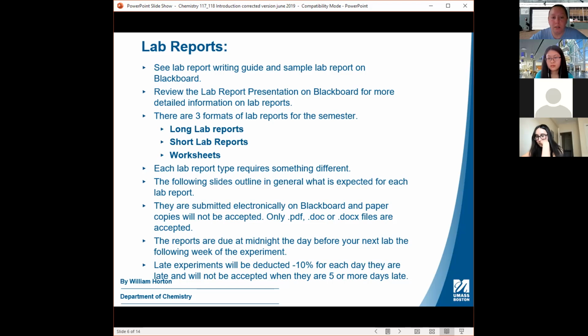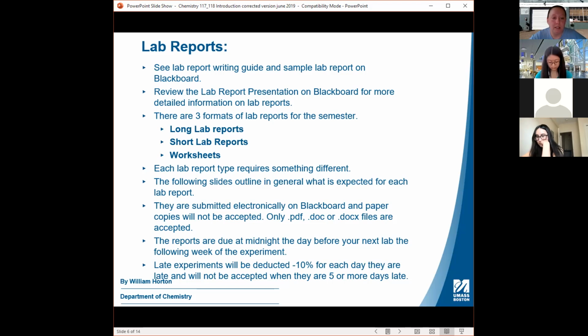So when you are submitting the lab report, make sure it is in a PDF or document file. Blackboard does not render Google Docs. So if you are working on a Google Doc as your main form of writing, you do need to make sure you save it as a doc file or convert it to a PDF before you submit.